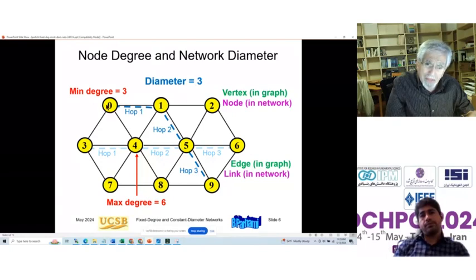Node degree varies from 3 for this node to 6 for this node. Now, typically, interconnection networks that we are interested in for parallel processing are regular. They have uniform node degree, and that regularity or uniformity, symmetry, so to speak, is a very important attribute that simplifies a bunch of things, including routing algorithms and other things that we are interested in.